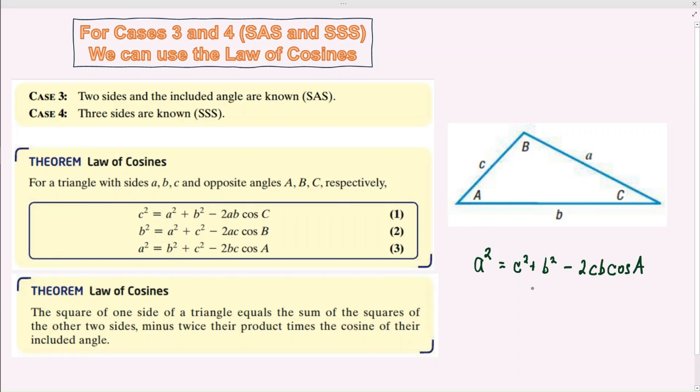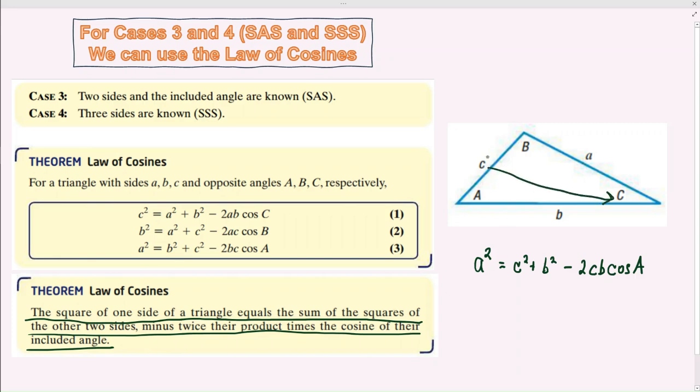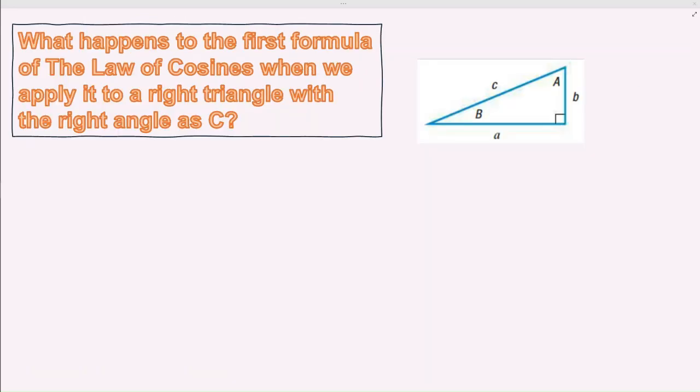Okay, so I was able to build this just because of the concept that the square of one side equals the sum of the squares of the other two sides minus twice their product times the cosine of their included angle, which is just the angle opposite the side that we started with. So we started with C squared and so on. So we get A squared plus B squared minus twice AB times cosine of big C.